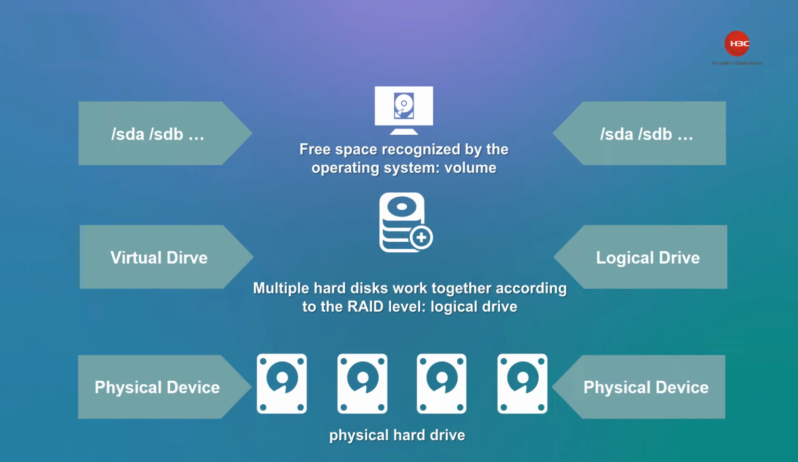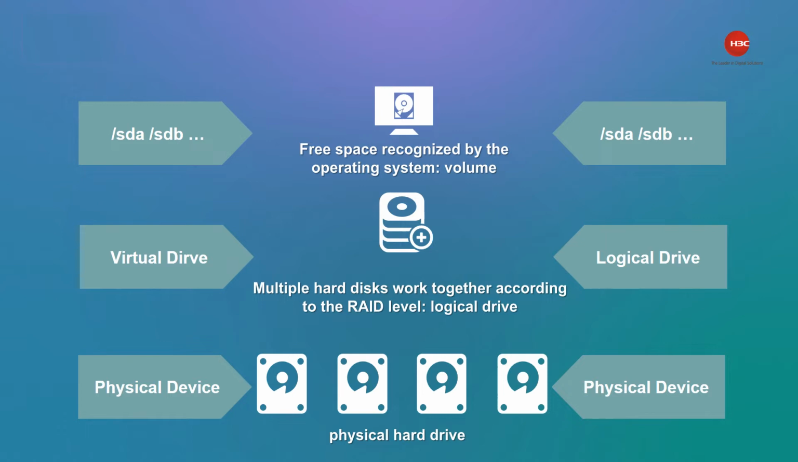First, we need to understand the correspondence between physical hard drives, logical drives, and volumes. From the bottom of the PPT, the physical hard disk is the part that we can see and touch. It is a physical part. Many or several physical hard disks are combined and work together according to the RAID level to directly provide an overall available space for the upper-level operating system. The space is called a logical drive.